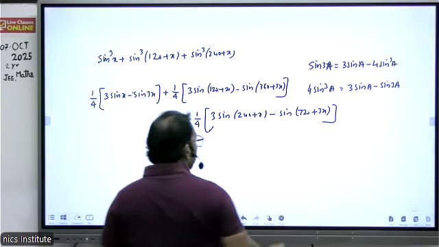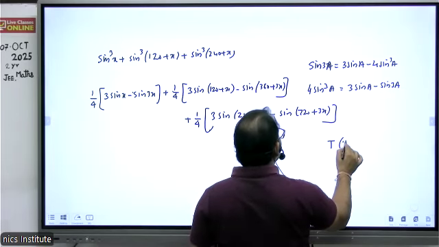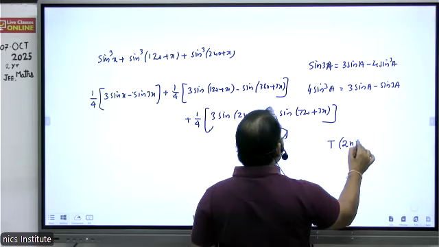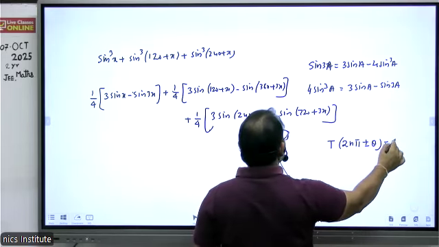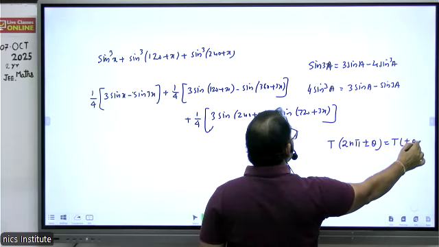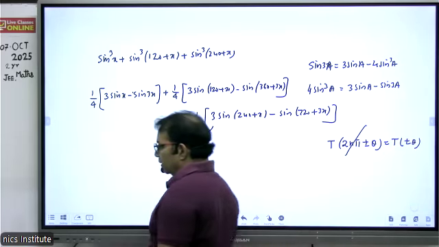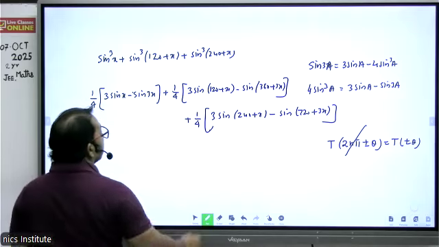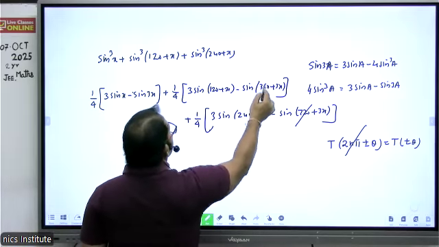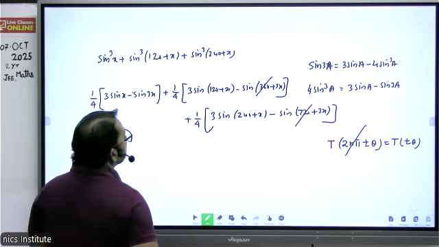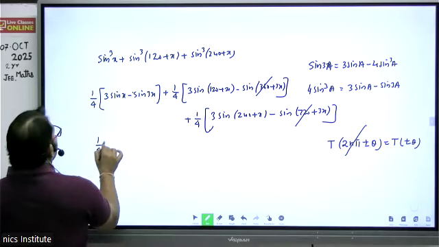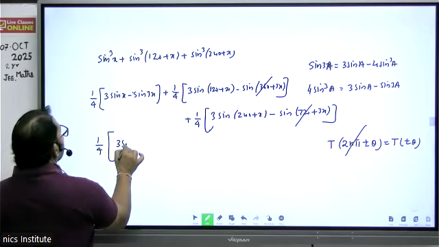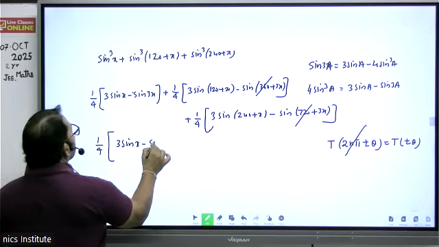Now in any trigonometric function you can always leave multiple of 2nπ. If you have any trigonometric function 2nπ plus minus theta, you can always neglect this. So you can neglect 720, you can remove this. One by 4 I take out, so this is 3 sin x minus sin 3x.